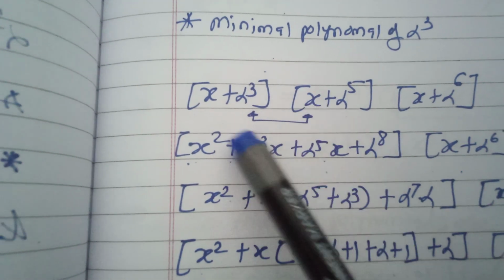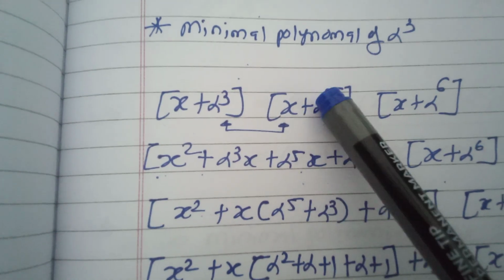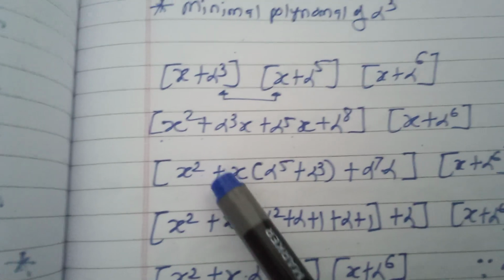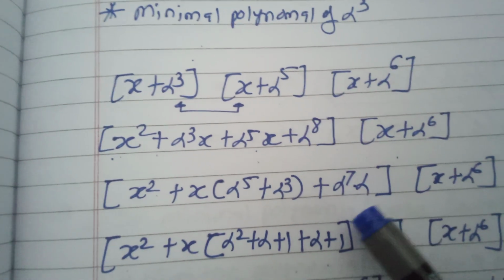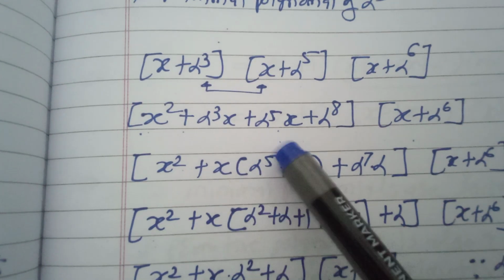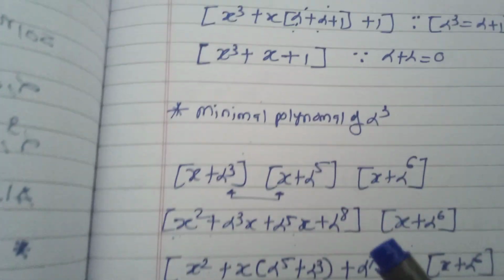Okay, here x square into alpha cube x, then alpha raised to 5x and alpha raised to 8. After that x plus alpha raised to 6. Then x is common, then alpha raised to 5 alpha cube. Alpha raised to 8 is alpha raised to 7 into alpha. This is as it is. Now alpha raised to 5 is equal to alpha square plus alpha plus 1. That we have already seen.